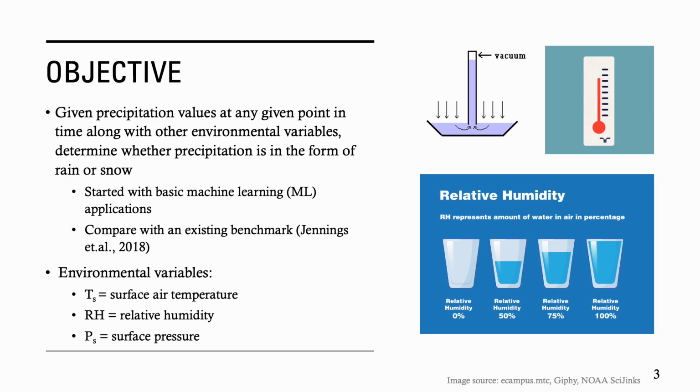The objective of my project was, given precipitation values at any given point in time along with other environmental variables, to determine whether precipitation is in the form of rain or snow. Since this was my first experience with machine learning, I started with basic machine learning applications. I then compared these applications to an existing benchmark, which was a study conducted in 2018, and the environmental variables I worked with were surface air temperature, relative humidity, and surface pressure. These environmental variables also served as the input variables to my model.